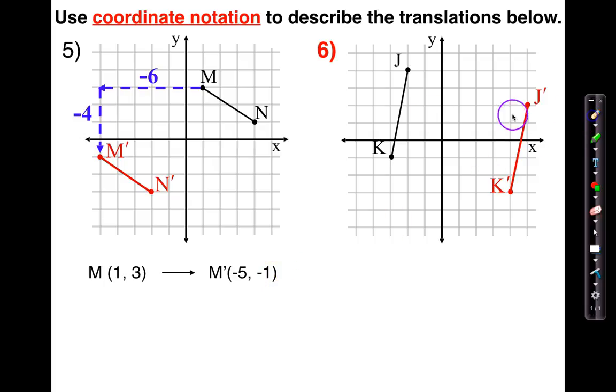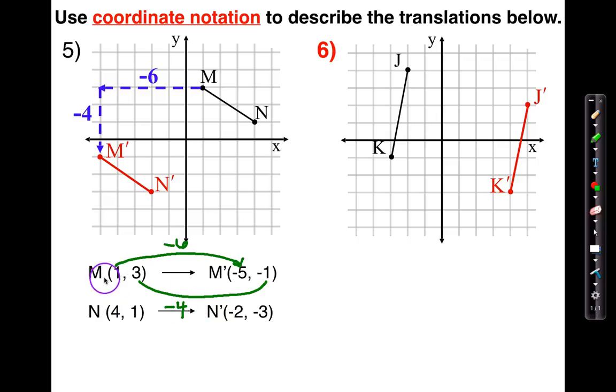So if you weren't given a graph to look at, you could have still said, okay, how did 1 change to -5? Well, you had to subtract 6. And how did 3 become -1? Well, you had to subtract 4. So no matter what they give you, they can give you a graph, which is nice and easy for you to count the actual change, but if they give you an ordered pair, you should still be able to find the change as well.